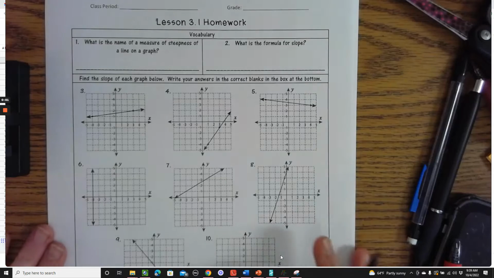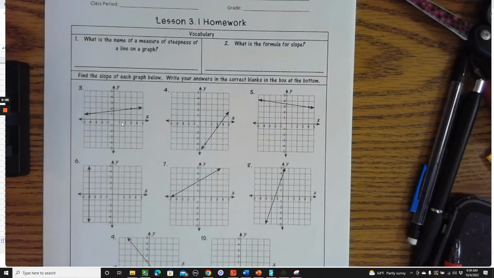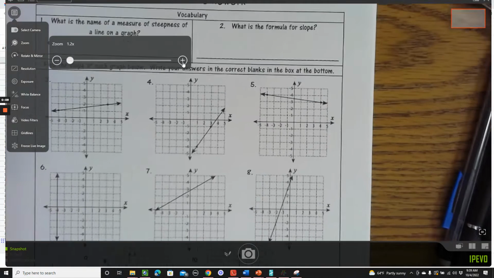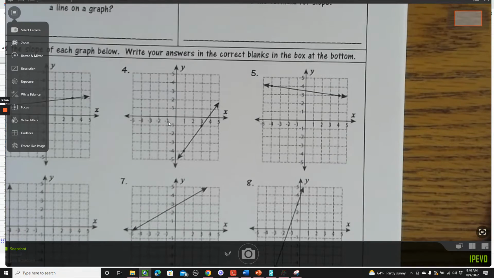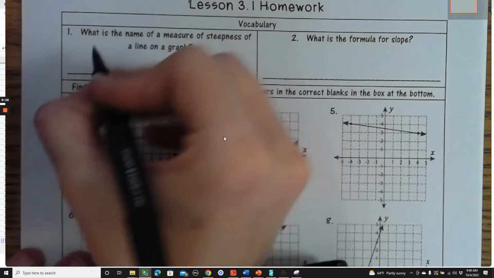This video is for the lesson 3.1 homework. So number one, what is the name of a measure of the steepness of a line on a graph? Anybody know? Slope.